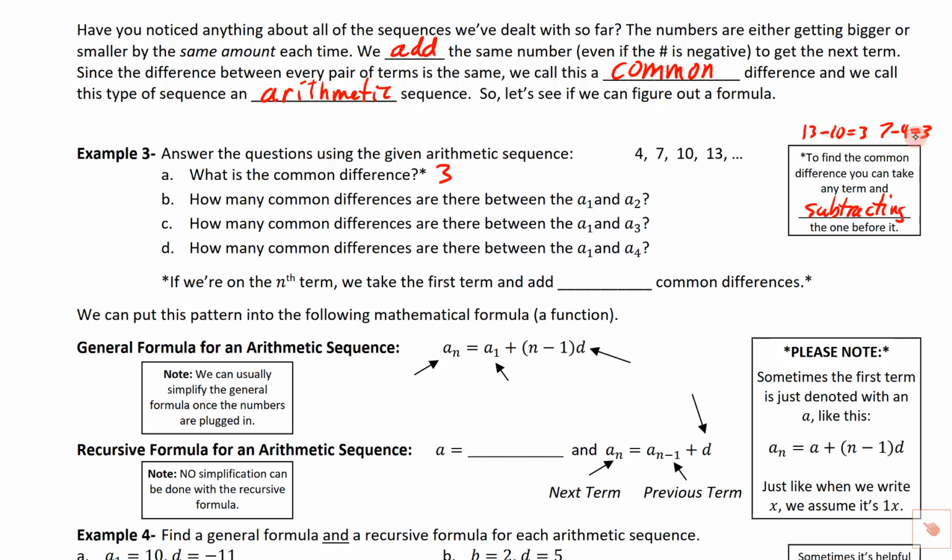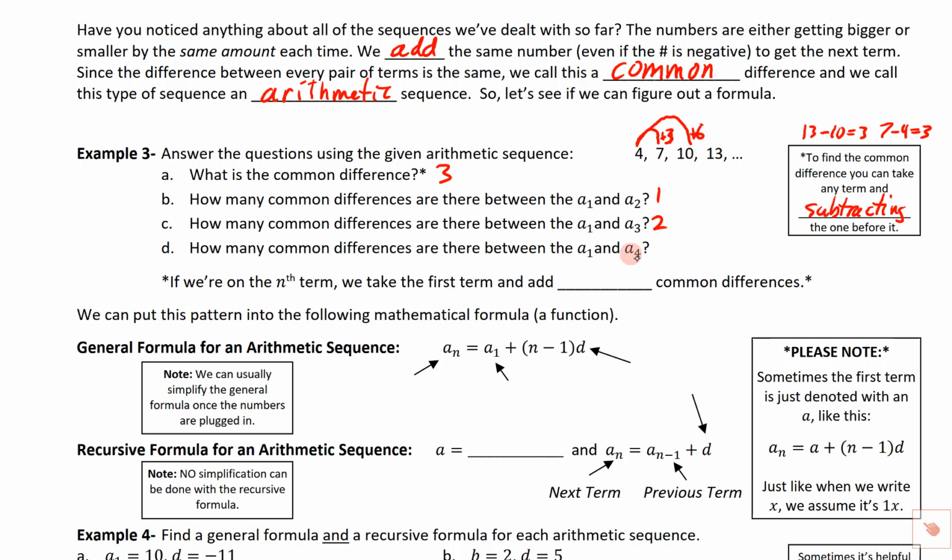Now here's where we get into the interesting part, where we can figure out the formula. It says, how many common differences are there between A1 and A2, so between the first term and the second term? So how many common differences are there to go from 4 to 7? Well, just one, because we add 3. Now, if we want to go from the first term to the third term, we have to add 6, so that would be 2 common differences, because 2 times 3 is 6.